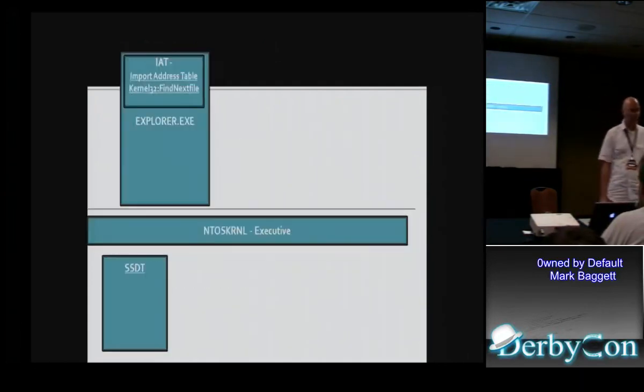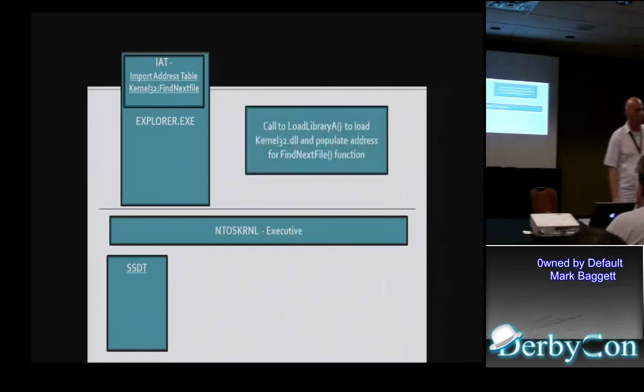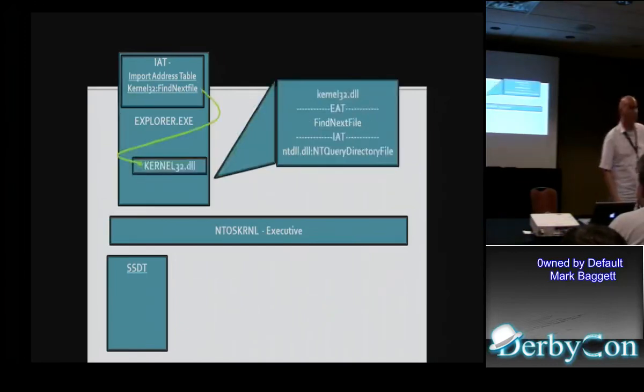Okay. So if I have an executable such as Explorer and it needs to be able to read files from the disk, it's going to have an import address table that says, I need to pull in these functions from these DLLs. It's going to call LoadLibraryA, which is going to go out and grab that DLL, load it into the memory of my executable, and populate the address in the import address table with a pointer that points to the actual address in memory where the DLL exists.